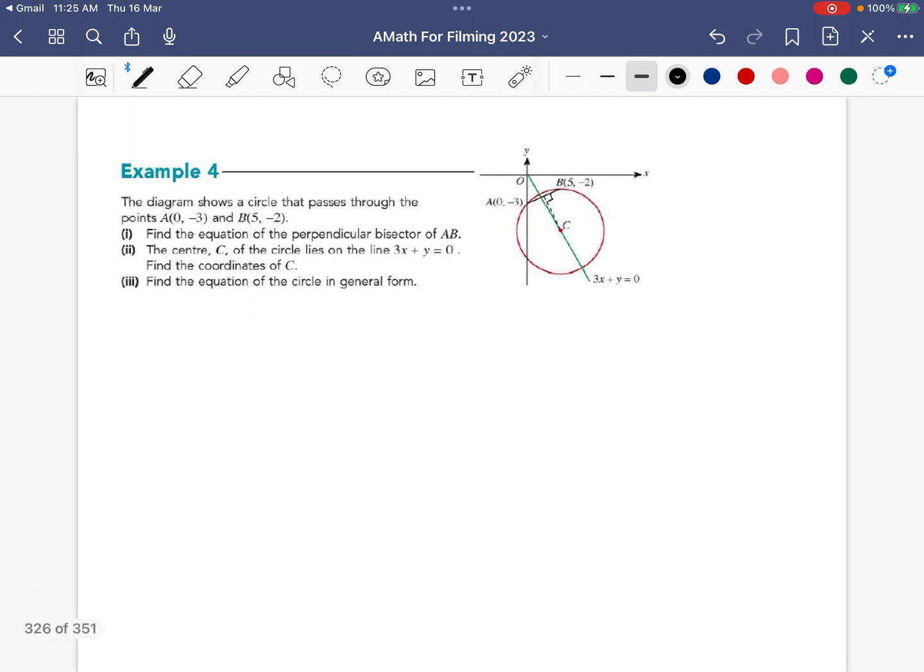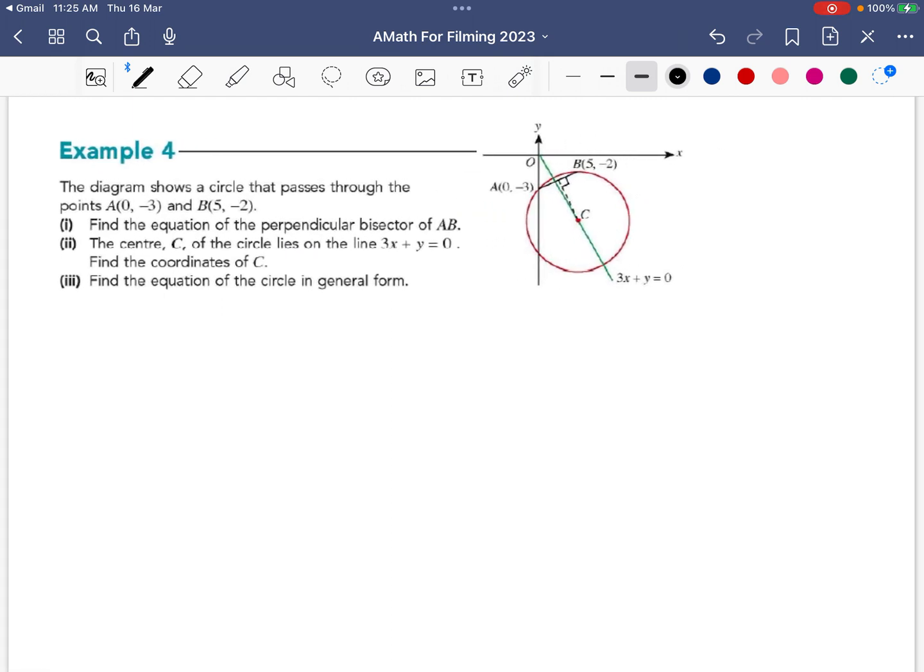So in part 2, they say that there are two lines. The center C lies on the line 3x plus y equals 0. That's the green line. So what they're saying is this perpendicular bisector and this green line both intersect at the center of the circle C. So this becomes a question of solving simultaneous equations.